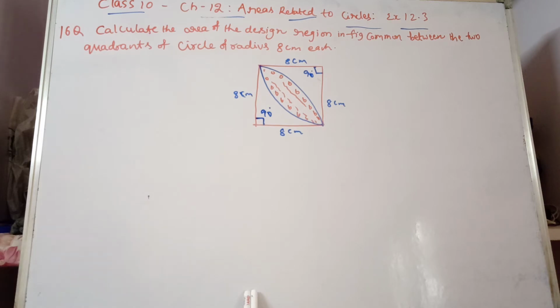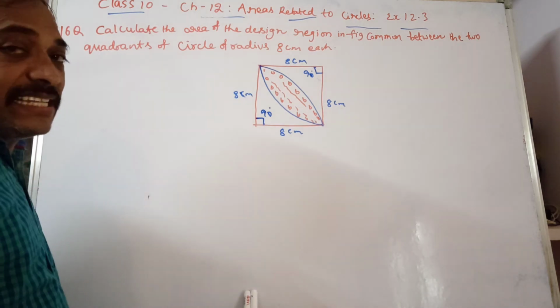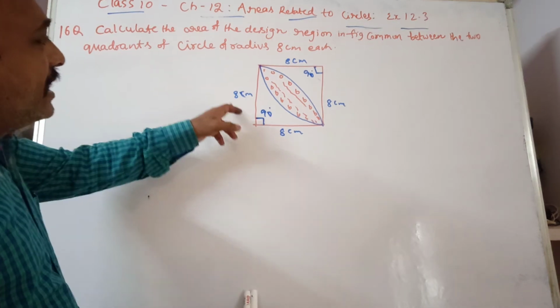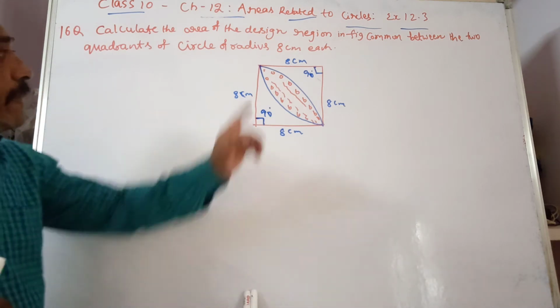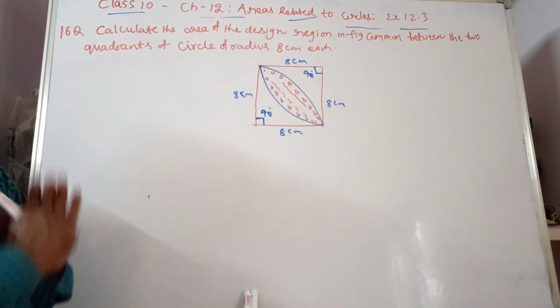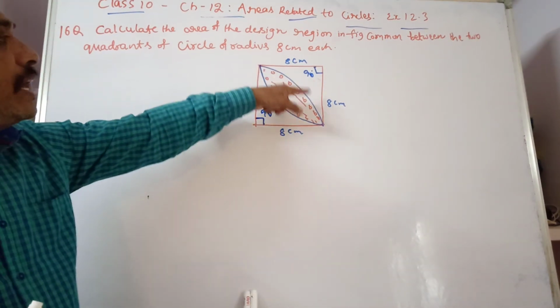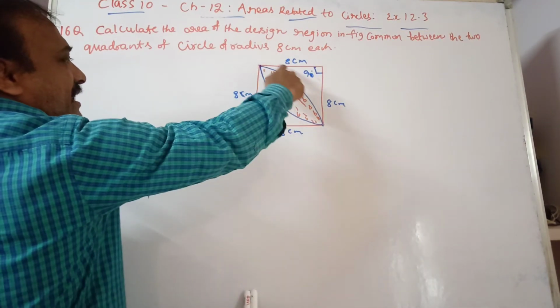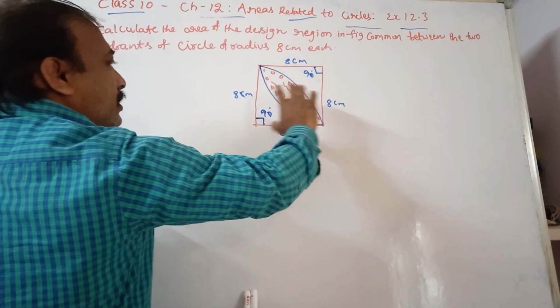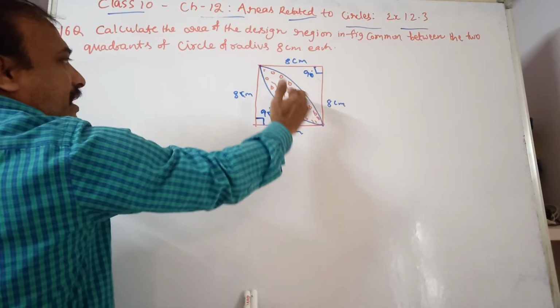Now question number 16. Calculate the area of the design region in the figure common between the two quadrants of a circle of radius 8 centimeters. See here, the radius of the circle is given as 8 centimeters. This can be done in two ways. One is by dividing into a diagonal, triangle and a quadrant, or first you find the area of the square, then the area of one quadrant. You see here, both are described on the same radius. This is one quadrant and this is another quadrant.